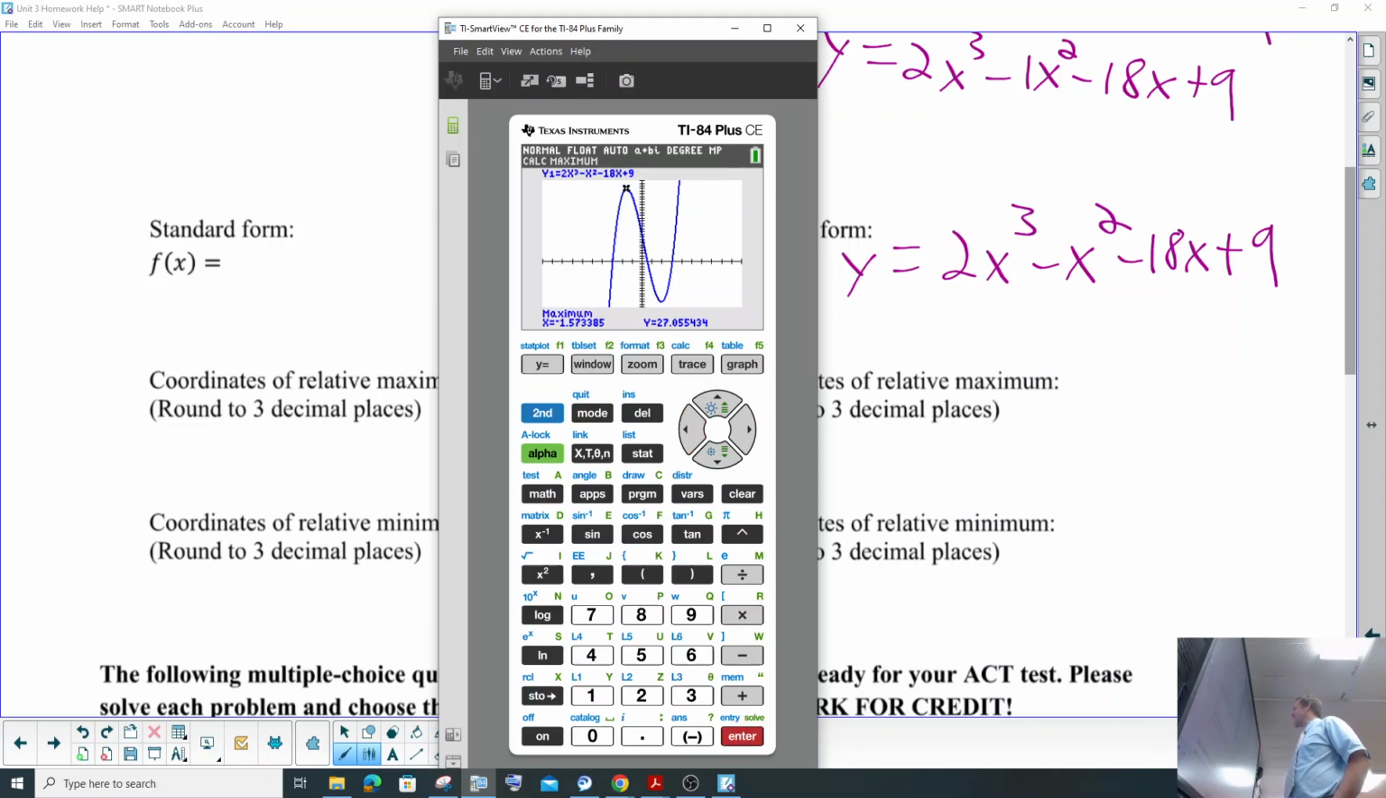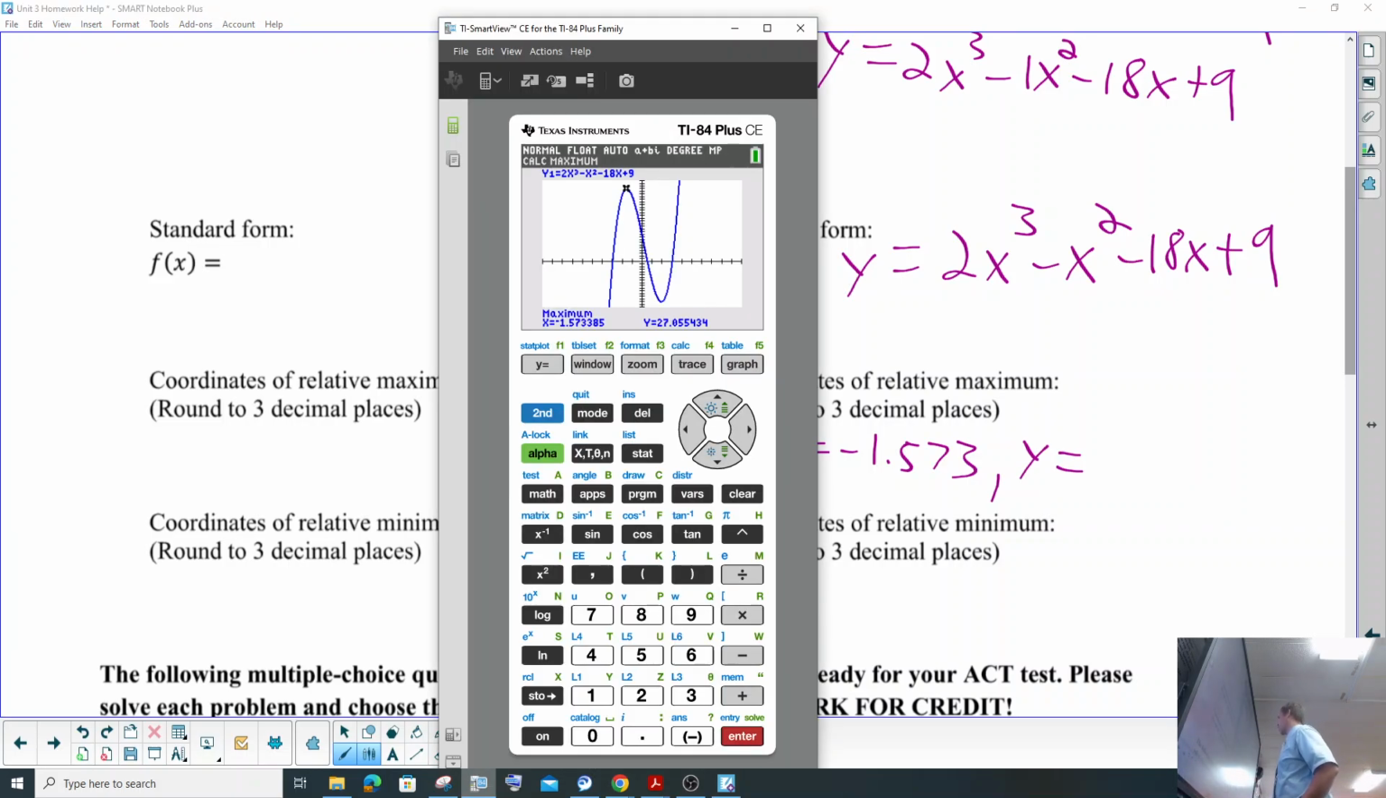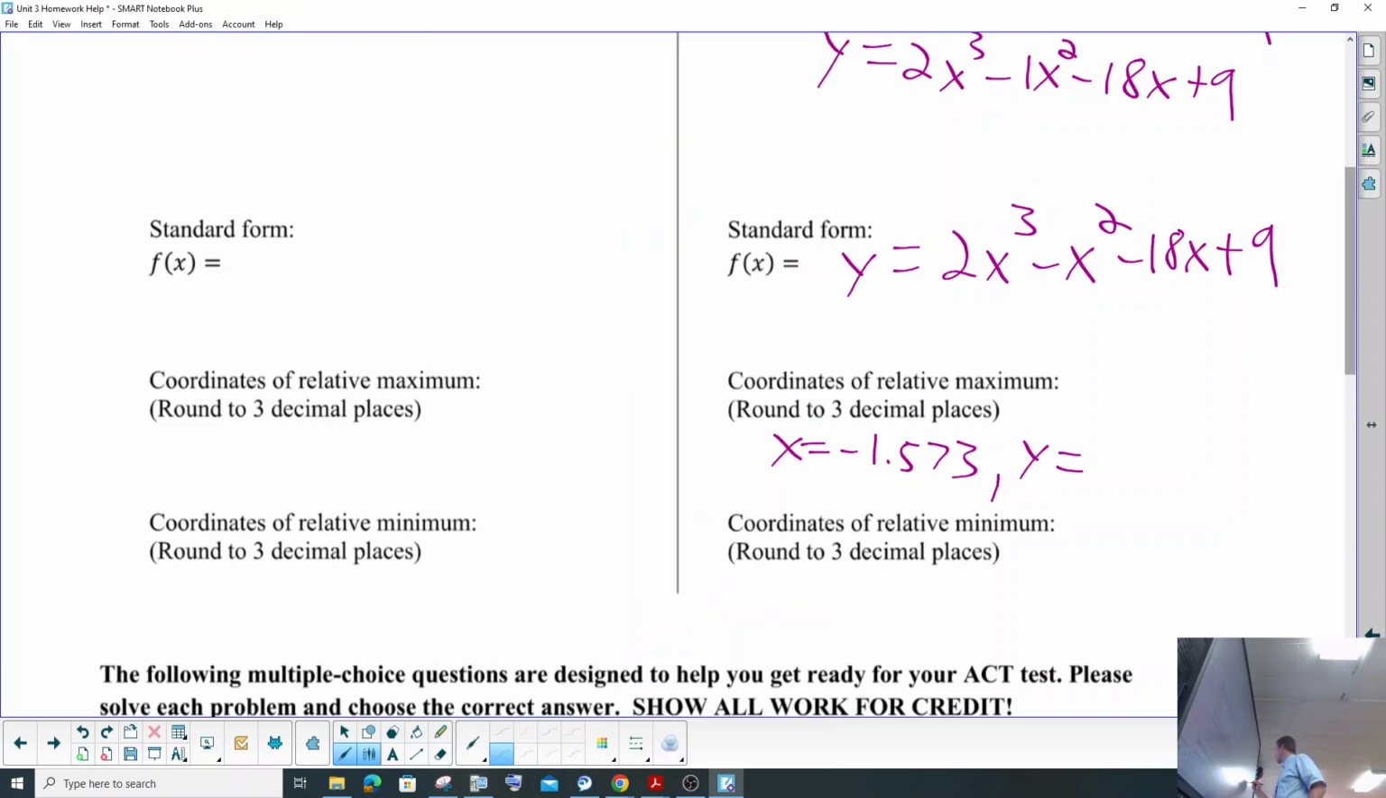And we got a maximum at x equals negative 1.573, comma, y equals 27.055. That 4 does not round the 5 up to a 6, so it's not 0.056, it's 0.055. So the coordinate would be negative 1.573, comma, 27.055. Remember, 3 decimal places.